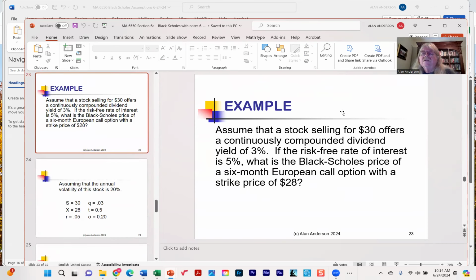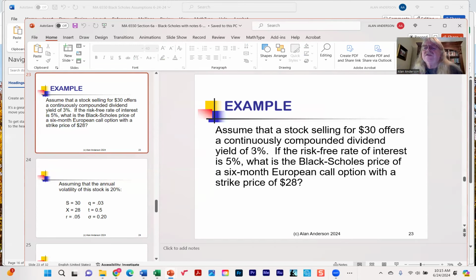Here we go. A stock sells for $30, and let's assume that the dividend yield is continuously compounded. Now, that is quite a stretch for a single stock, but for a stock index like the S&P 500, it is not as much of a stretch at all. In the case that the dividends are being paid out at different times, and for 500 stocks, a collection of 500 stocks paying dividends, it's not that much of a fudge to treat it as a continuously compounded rate of return. Even here, you know that you can convert one compounding convention into another.